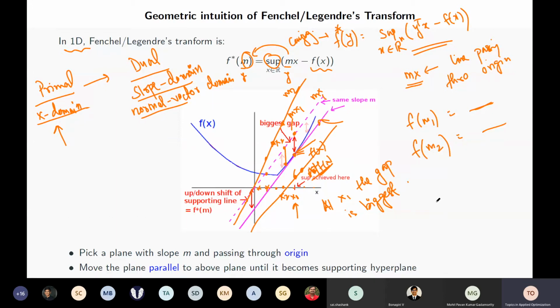It's a well-defined function, and moreover, what we have seen in the conjugate definition is that it is always convex, regardless of whether f(x) was convex or not. That is very important for us to know, because if I'm solving my problem in the dual space, then f star of m is convex.